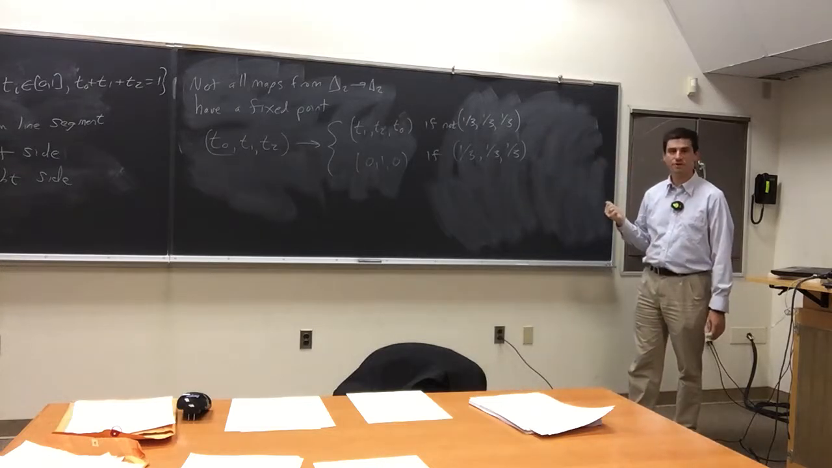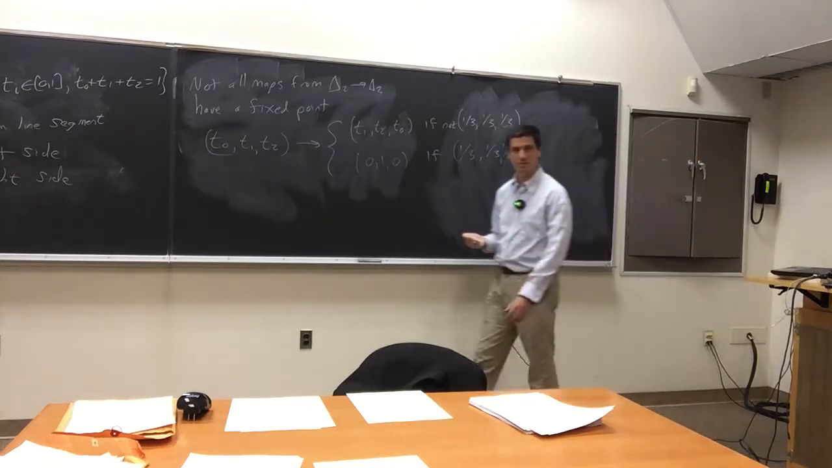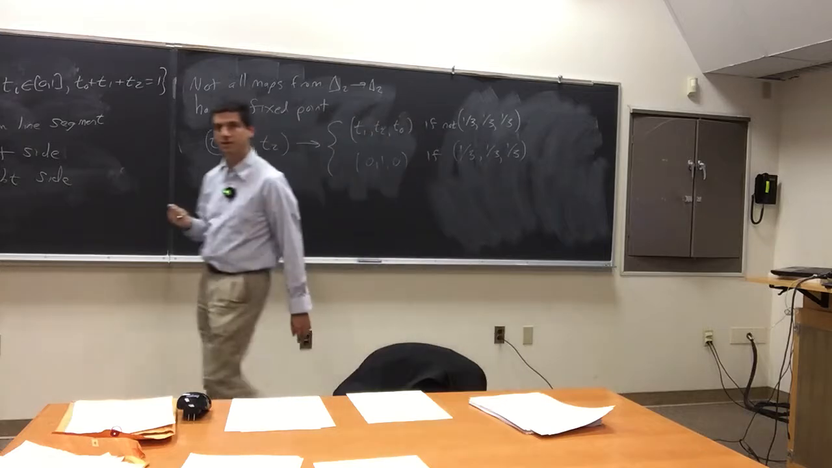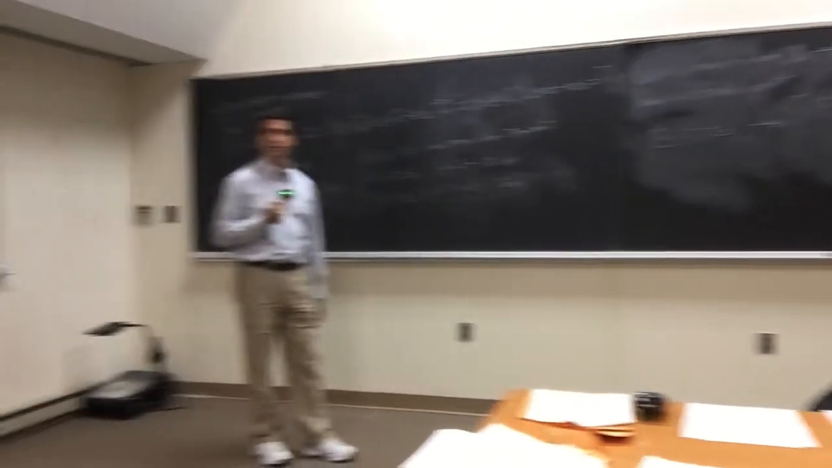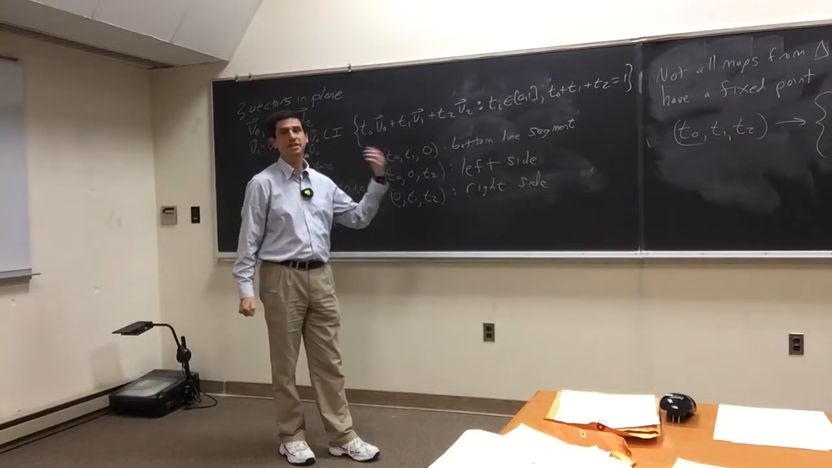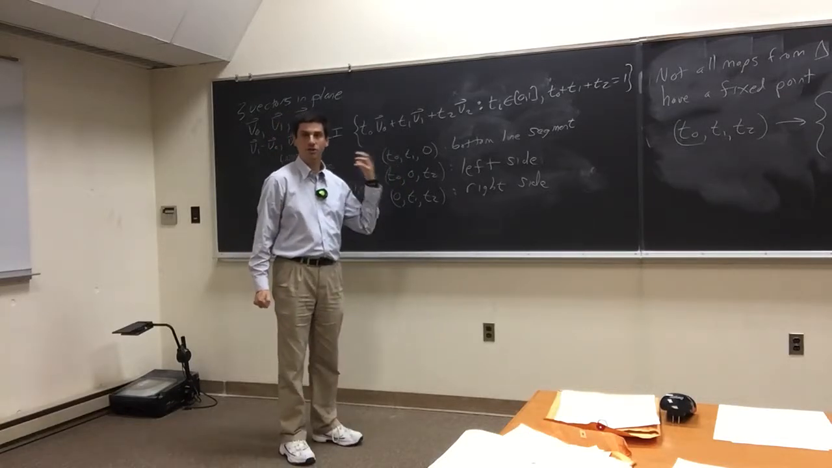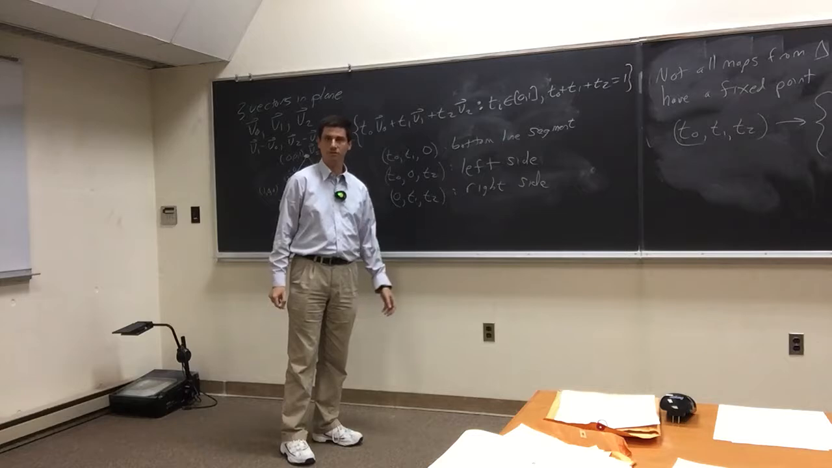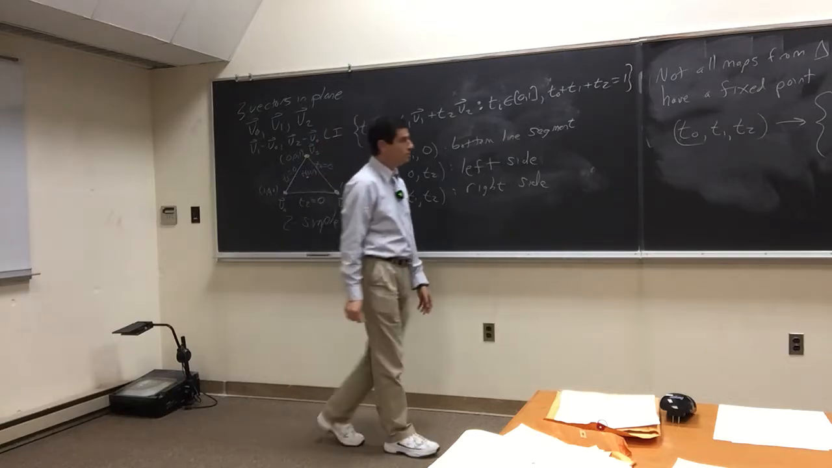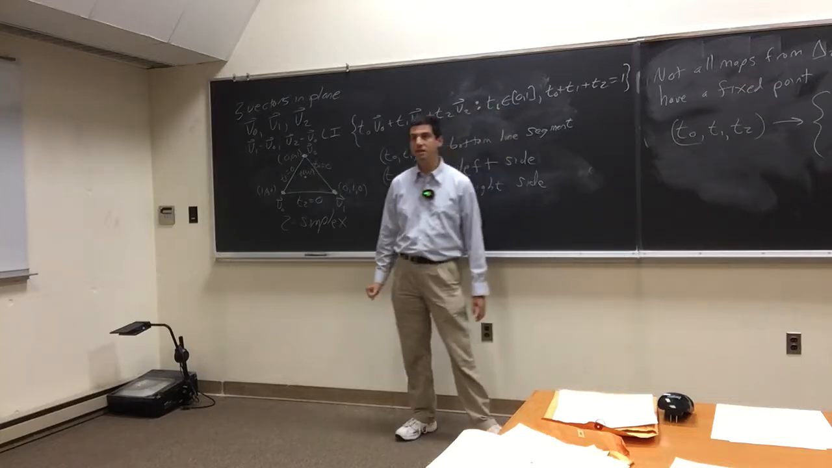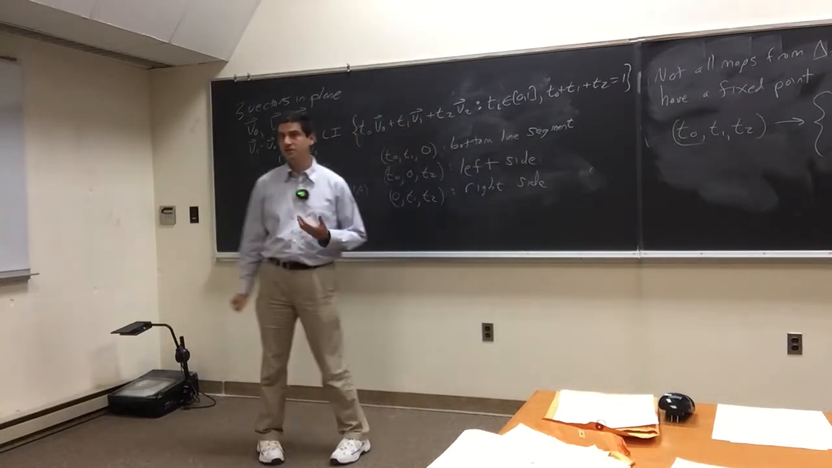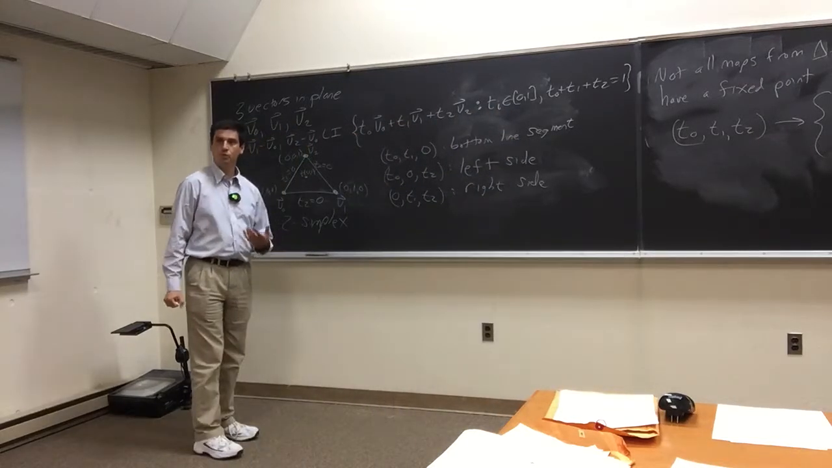So here's an example of a function that maps the 2 simplex to the 2 simplex, and it does not have a fixed point. So the nice thing is, this is a really dinky example, but it illustrates that continuity is absolutely essential. So the question becomes, is this the only assumption we need? Is it enough to assume that our function is continuous? Will that give us the fixed point?